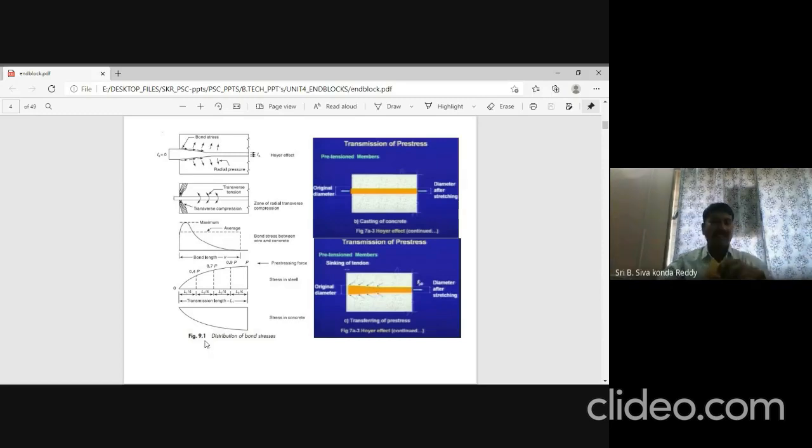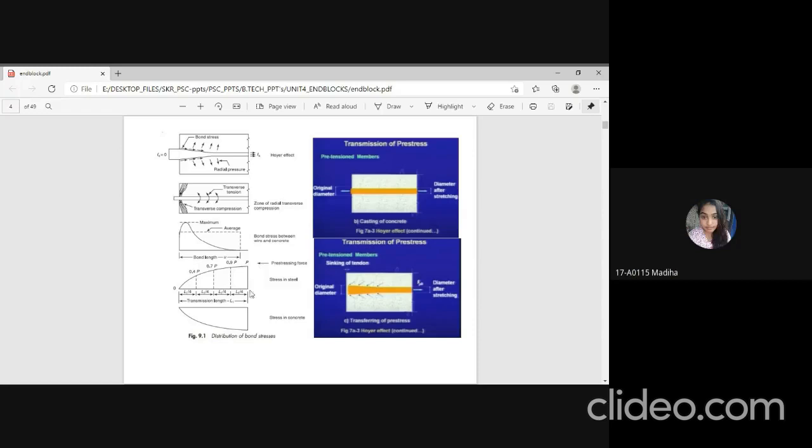You can see in figure 9.1 the distribution of stresses in concrete. It is zero at the face of your concrete member. Slowly this is going to increase over a length, which will be LT. In this length, your P value, which is zero at the face of your column, would reach the maximum value of P.